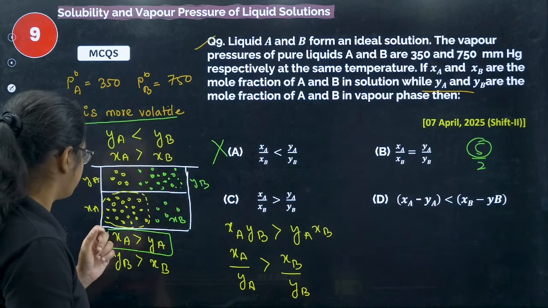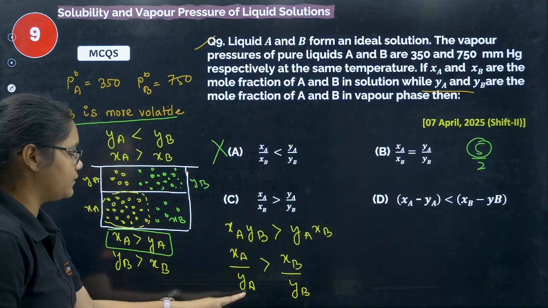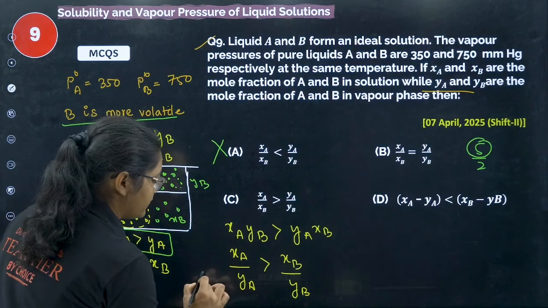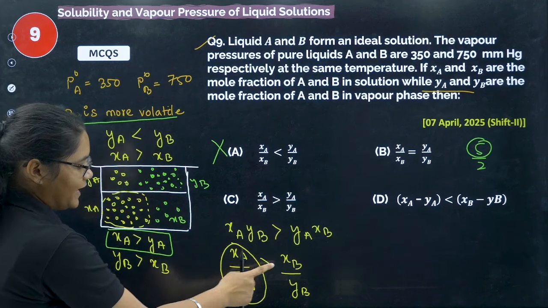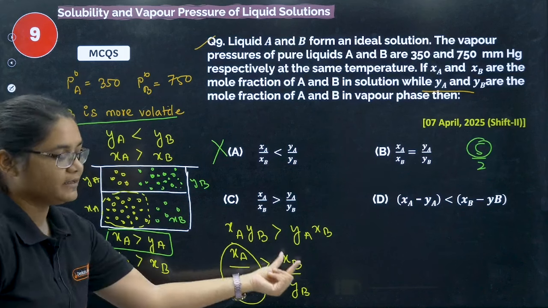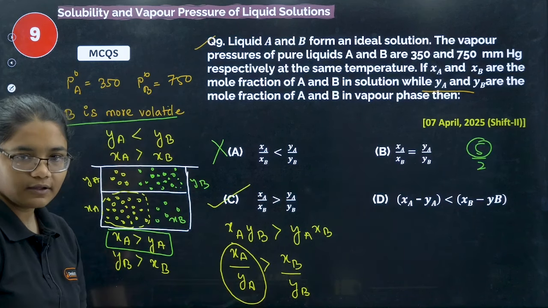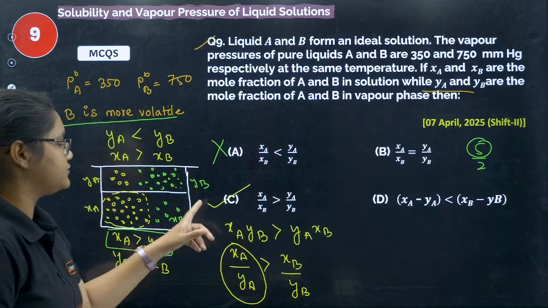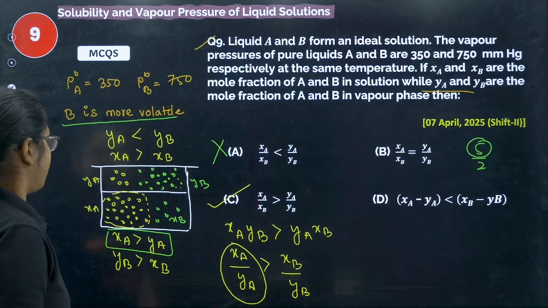Right? Now see, XA is greater than YA. So this number will be more than 1, and since XB is less, XB by YB will be less than 1. So this number will definitely be greater than this number. So obviously this one is correct. Right? So I got the answer, that is option number C. If you check, this also is incorrect.